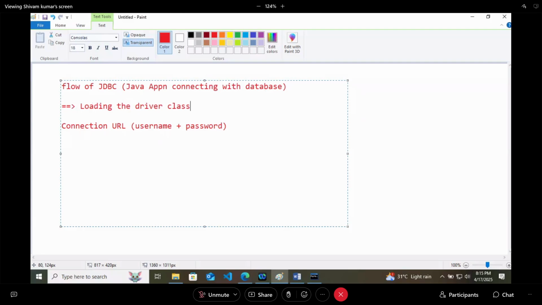In the second step, you will make the connection request with the database by providing the localhost with the username and password. What will you do in the third step? Create statement, prepare statement, callable statement. Where is the query in this? Where are the inputs in this?